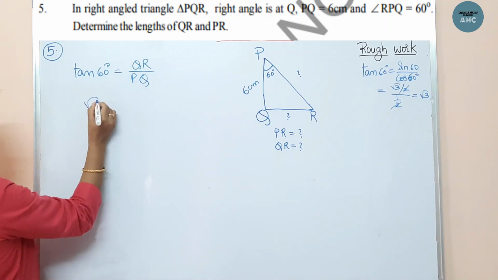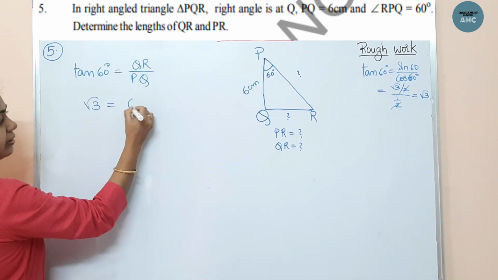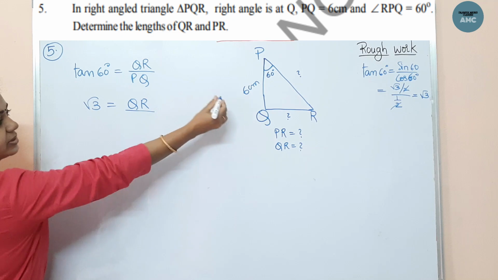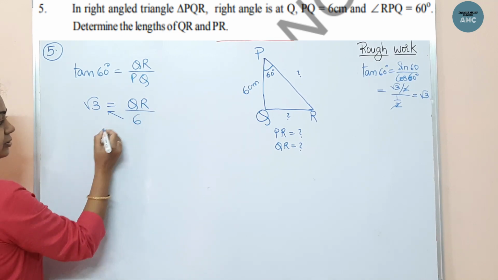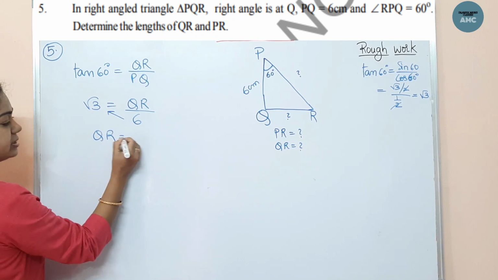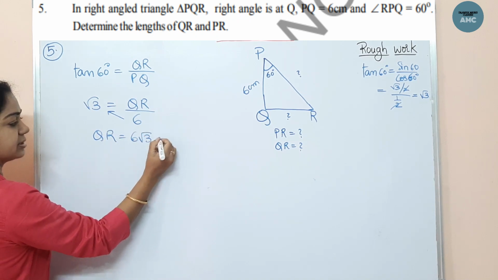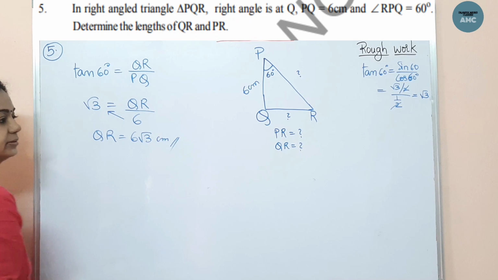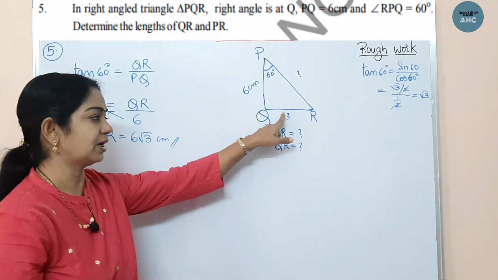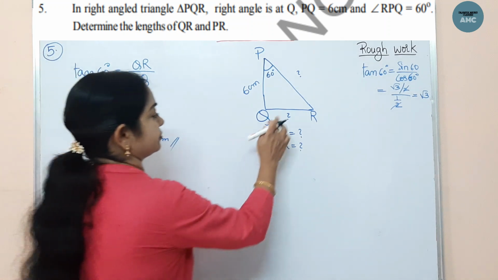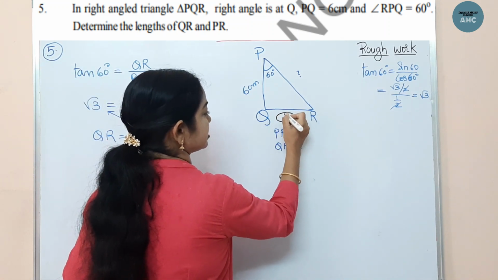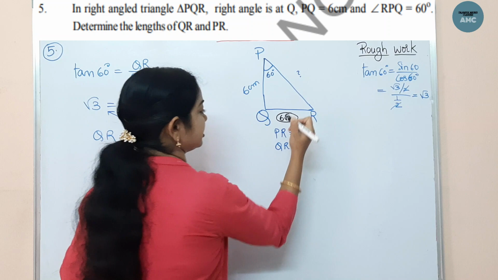So root 3 is equal to QR by PQ, and PQ is given as 6 centimeters. Just cross multiply. So the QR value is 6 root 3 centimeters. So one we got it. Right? We got QR. This value is 6 root 3 centimeters.